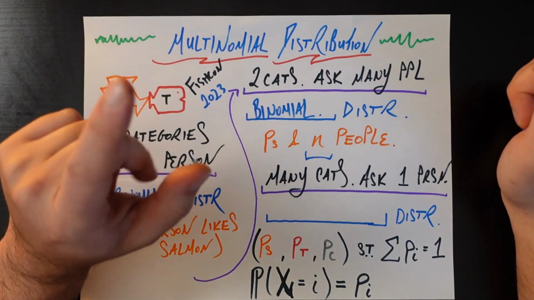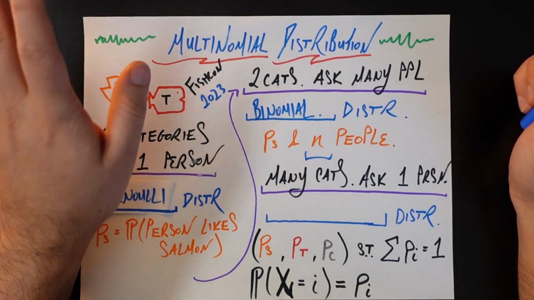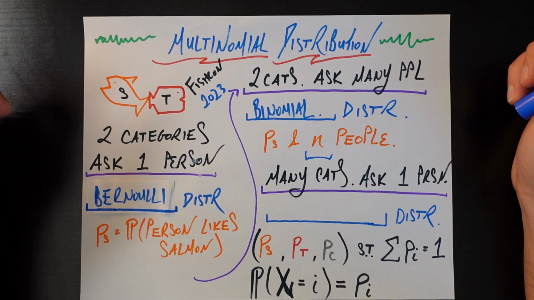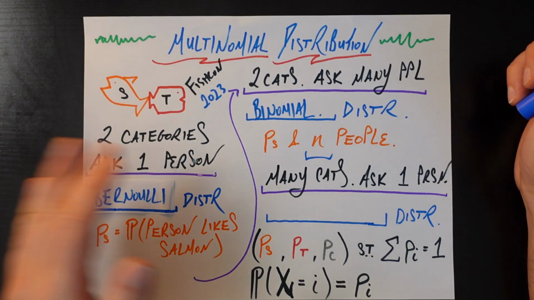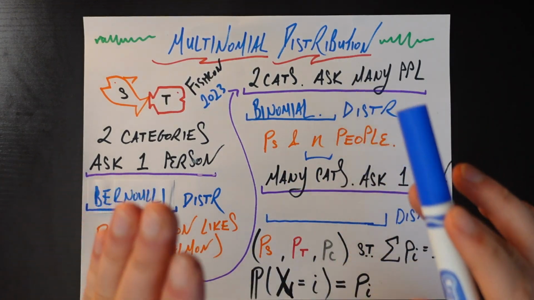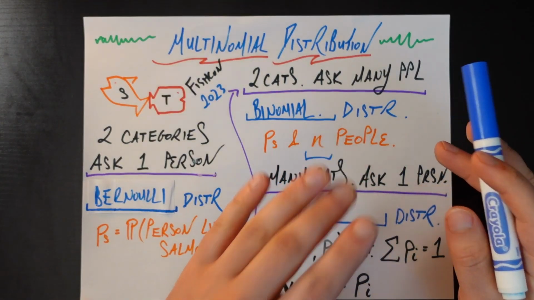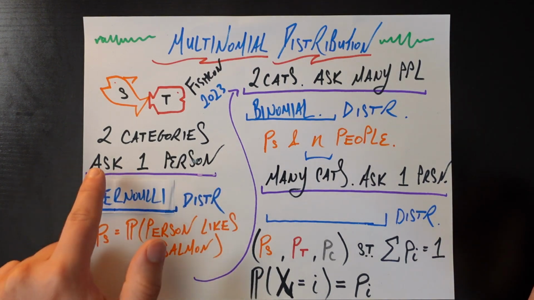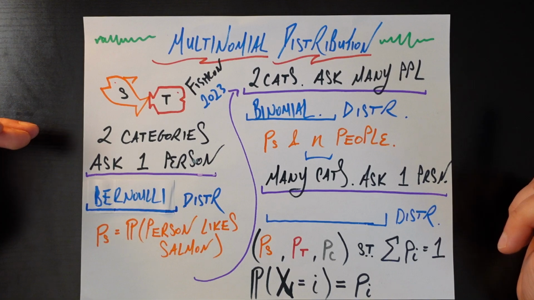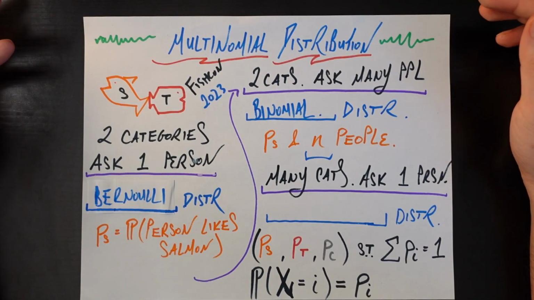Now let's move to a distribution that you may have not seen before. And we're going to do that by relaxing a different one of these two criteria. So we went from two categories asking one person. We relaxed the second one to get to the binomial distribution, where we had two categories asking many people. What if we keep the second one? We're still going to ask one person, but we relax the first one. Instead of two categories, there's many categories.